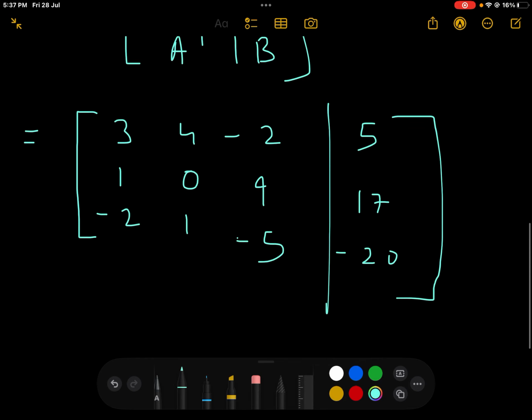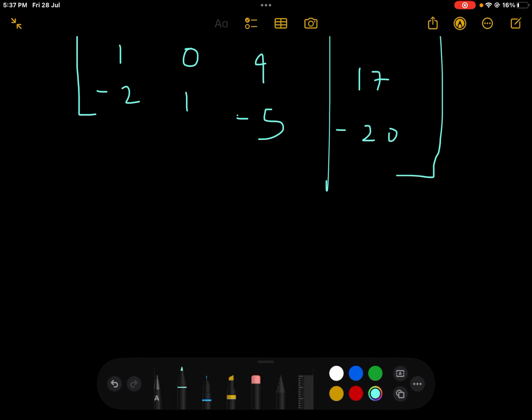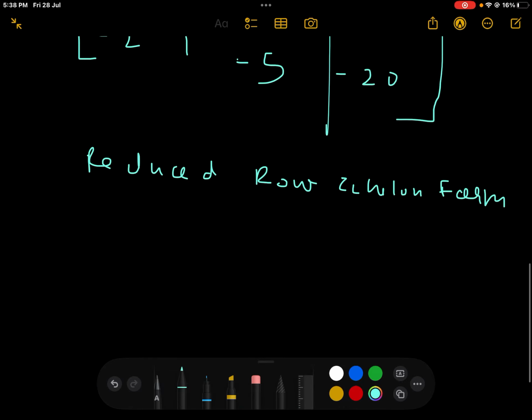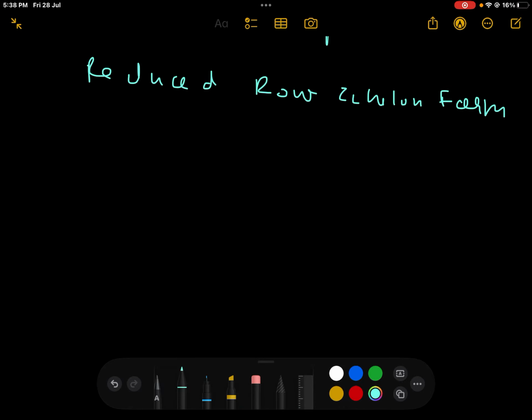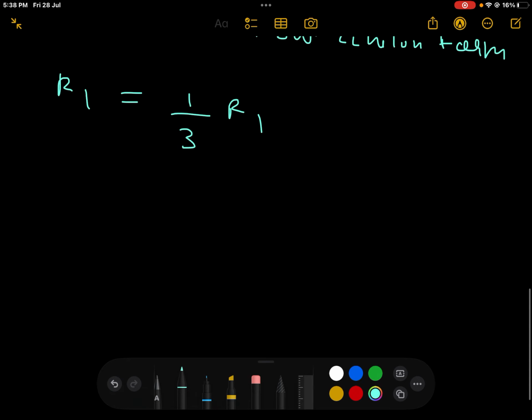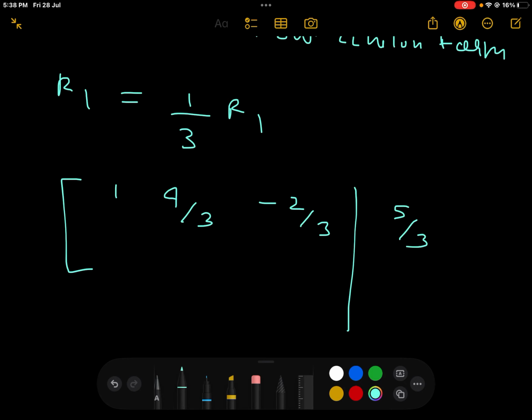Okay, now let us solve further. We will reduce it to reduced row echelon form to solve the given equation. It will become easier. So first we'll apply a row operation, which is r1 equals 1 by 3 r1, to make the pivot 1. So we'll get 1, 4 by 3, minus 2 by 3, augmented 5 by 3, and r2 and r3 remain the same, 1 0 4 and minus 2 1 minus 3.